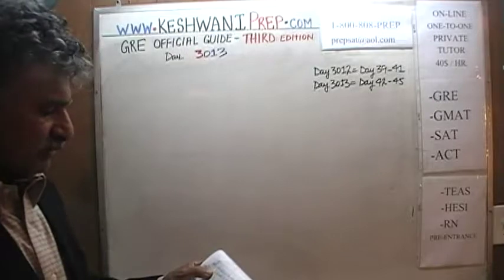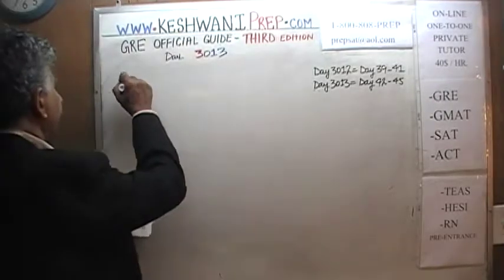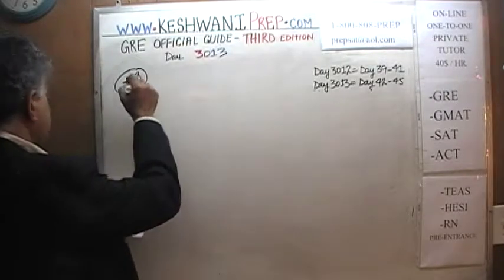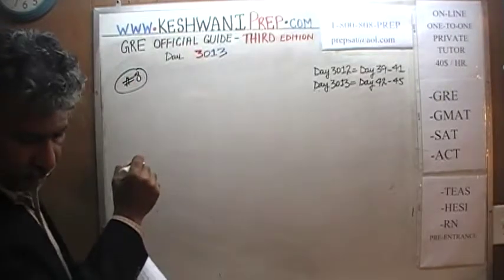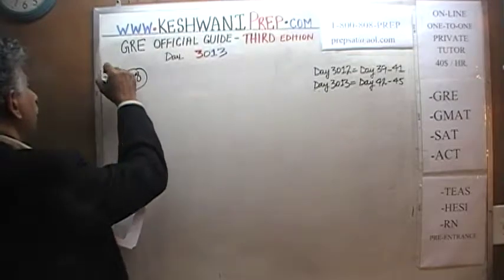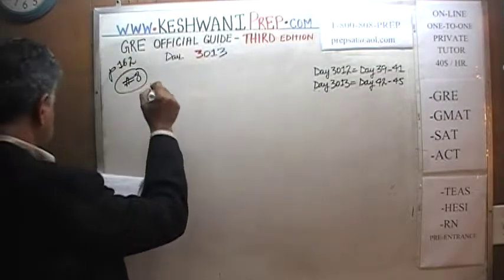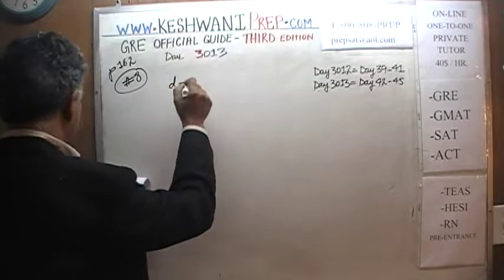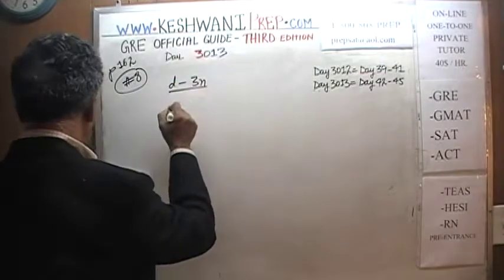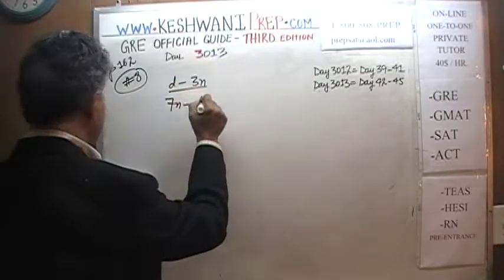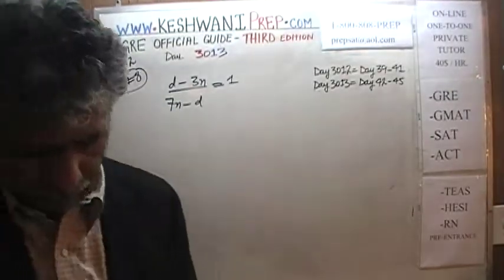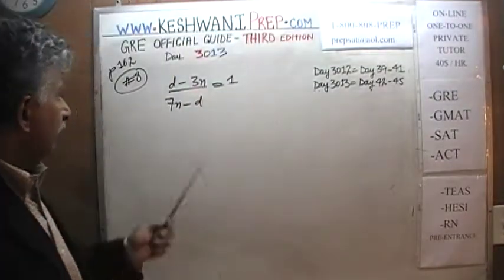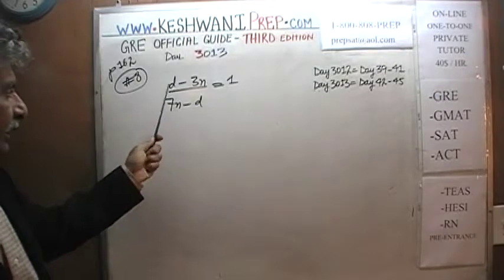Which statement describes d in terms of n? Question number 8. We are on page number 162. And we're given d minus 3n over 7n minus d, we are told, equals 1. And we're being asked to figure out d in terms of n. In other words, we have to solve this equation for d. So let's do that.